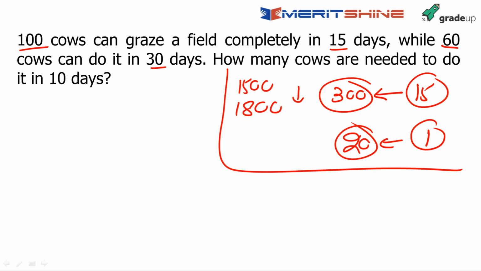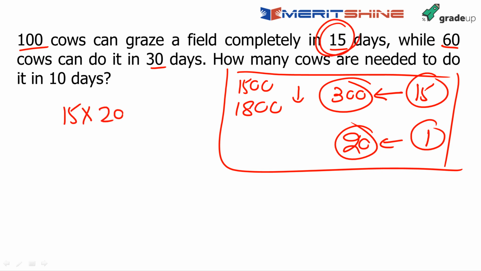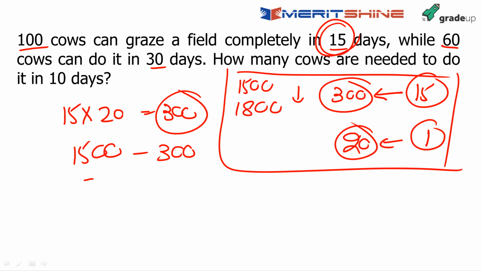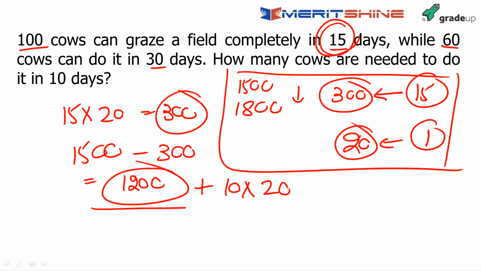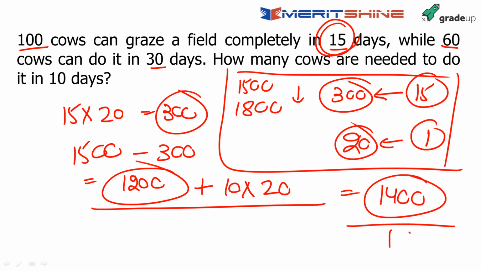Fine. Now take any of the scenarios. Take the first scenario. In the first scenario, the grass that must have grown in these 15 days would be 15 into 20, that's 300. It means that the existing grass would be 1500 minus 300, which becomes 1200. Now you can do this very quickly because you need to finish this up in 10 days. So 10 into 20 would be added to 1200. So it gives you 1400. 1400 divided by 10, the answer becomes 140.